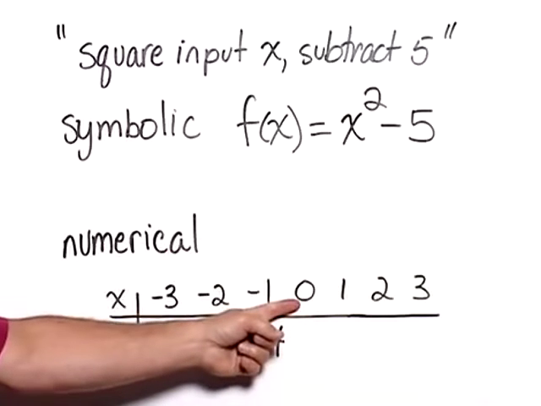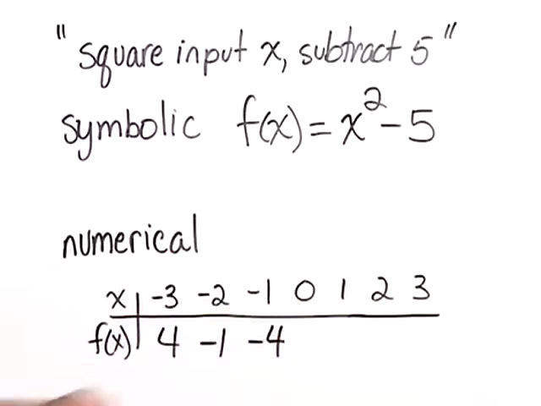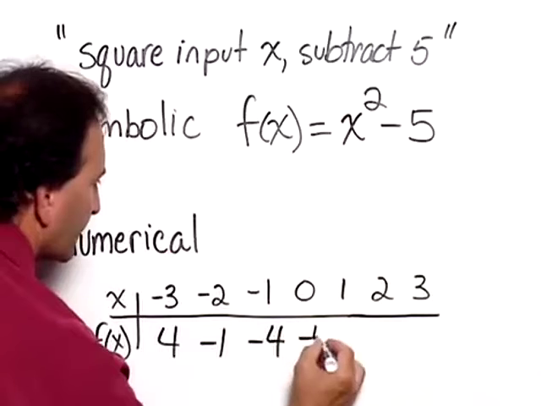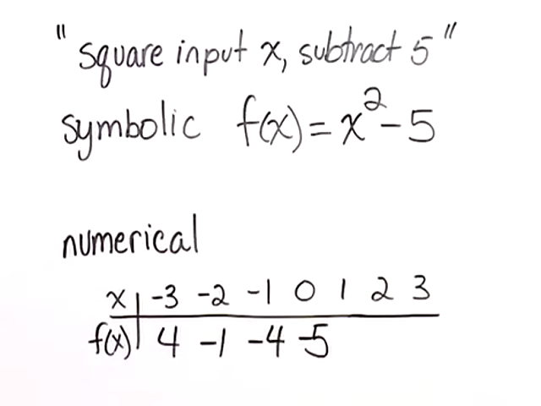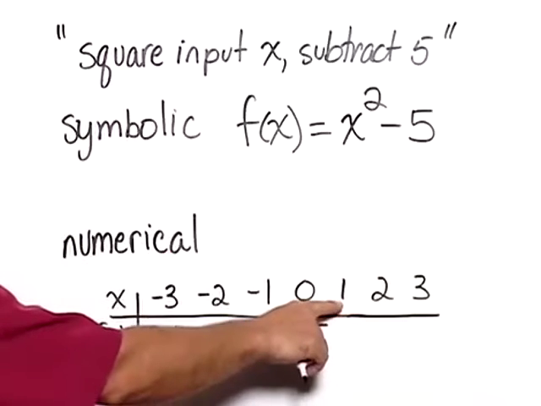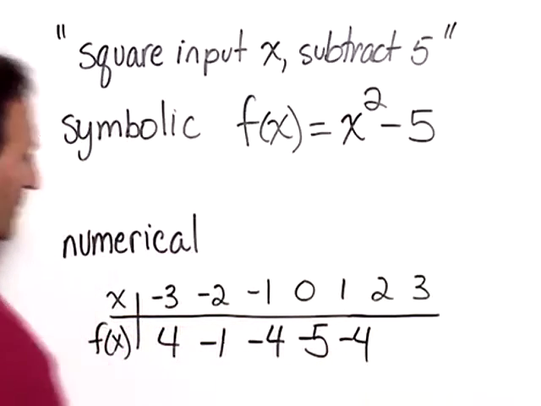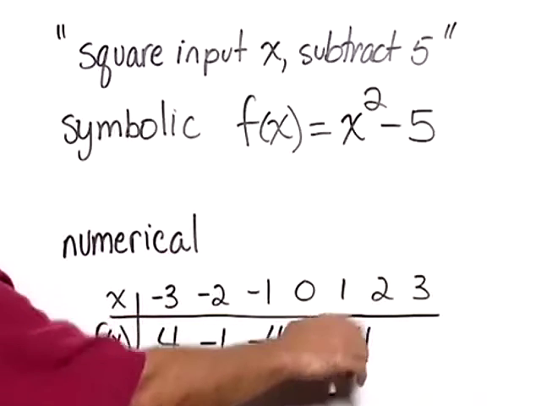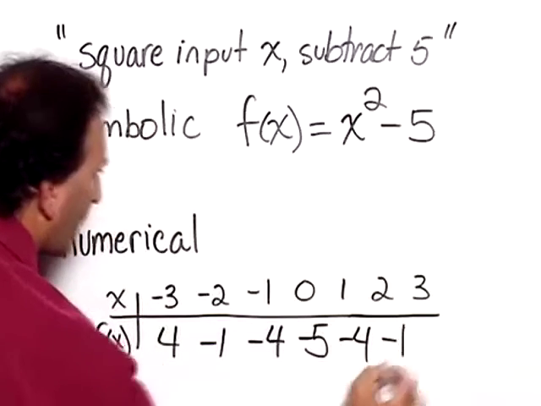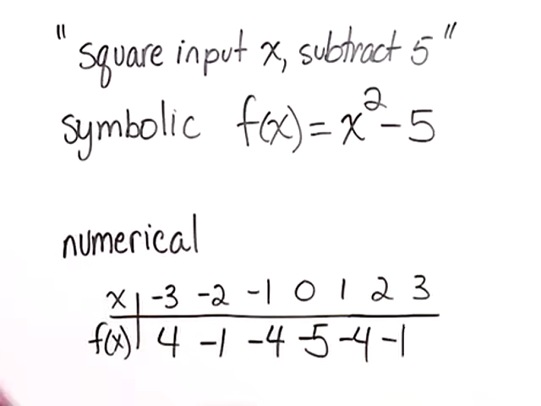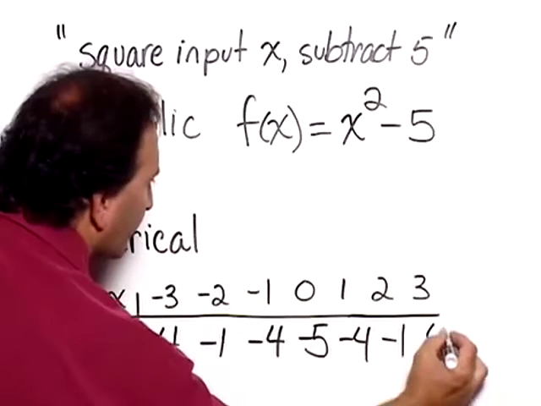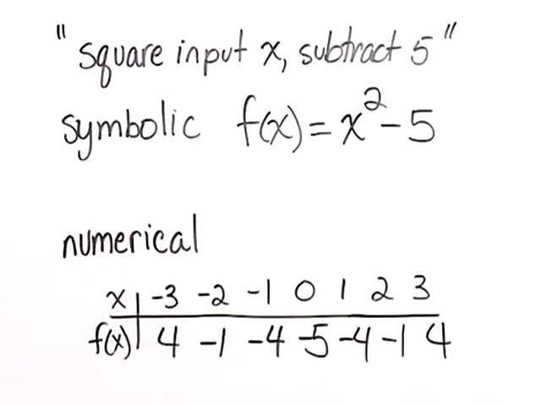Substituting in 0 for x, we square it, and then subtract 5. So that's -5. Then we begin to repeat, actually. 1 squared is 1. Subtract 5 is -4. 2 squared is 4 minus 5 is -1. And then 3 squared is 9. Subtract 5 is 4. So here is our numerical representation.